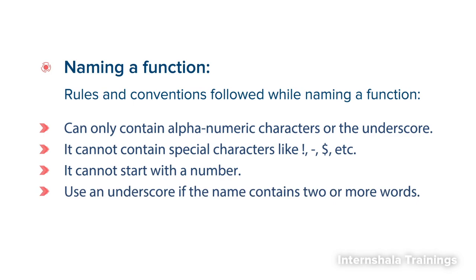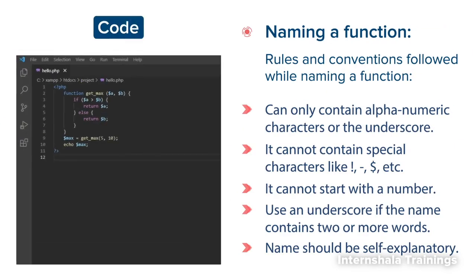Next, if a function name contains two or more words, we need to use an underscore to separate them. Lastly, the name of the function should be self-explanatory. That is, just by looking at the name of a function, one should be able to tell what the function does. For example, in our code, we use the function name getMax. We can see that this function name ticks all the rules and conventions that we have listed. Also, the name is self-explanatory, as it tells us the maximum of a group of numbers.